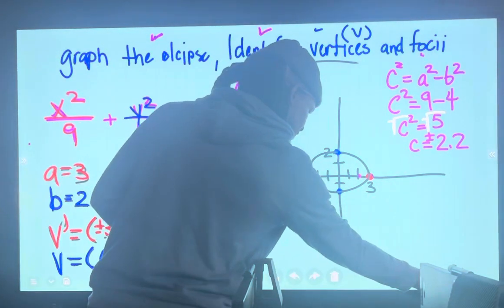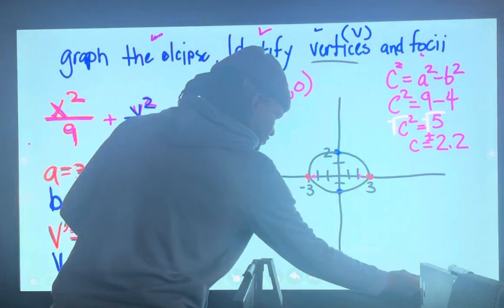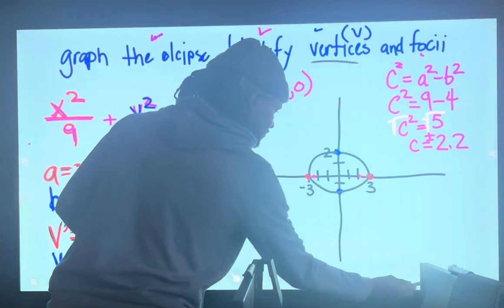Let's try it now. You now got a graph in an ellipse when. Let's see.